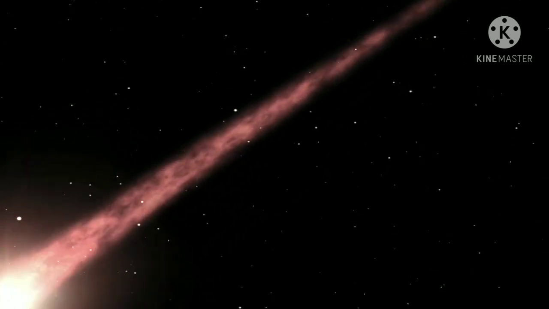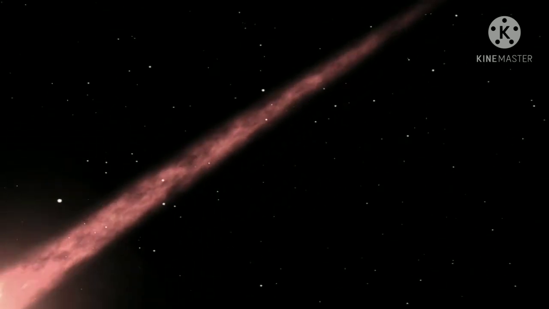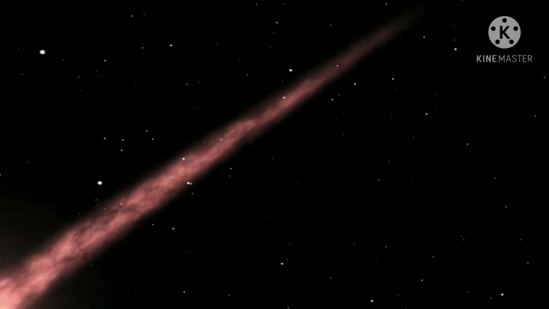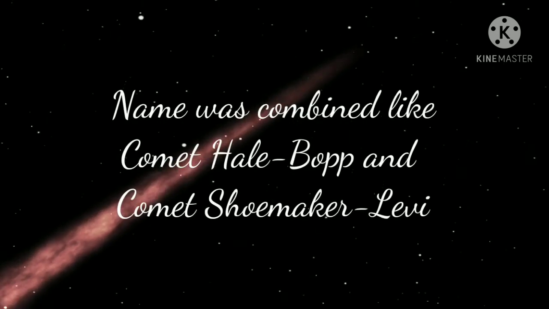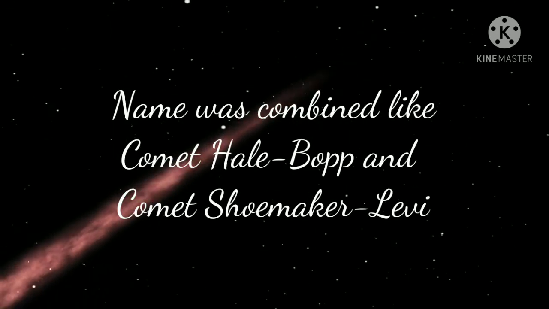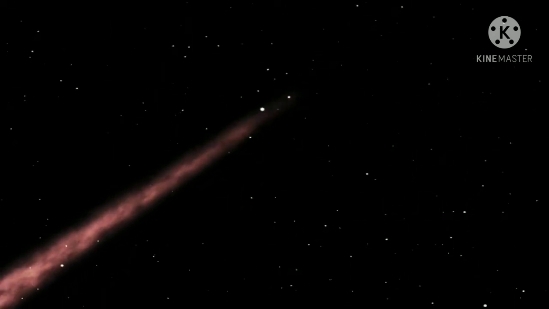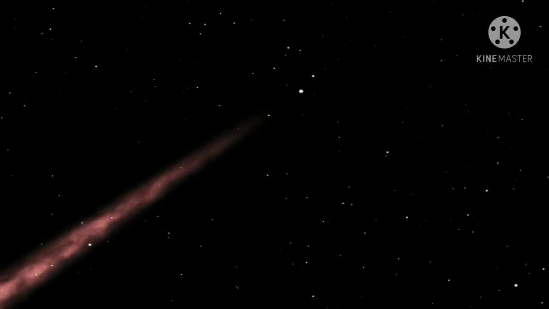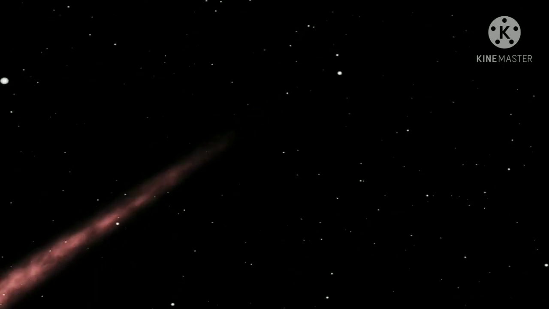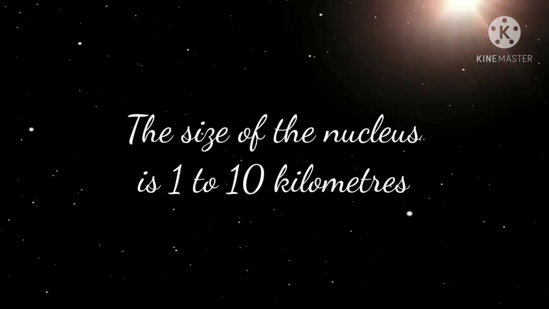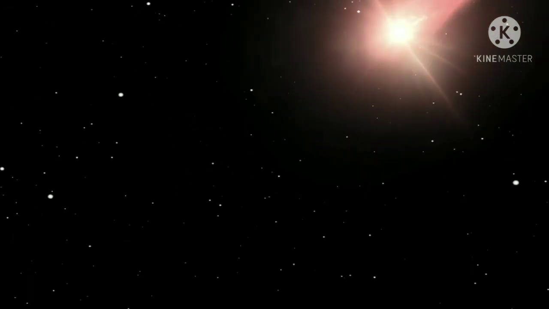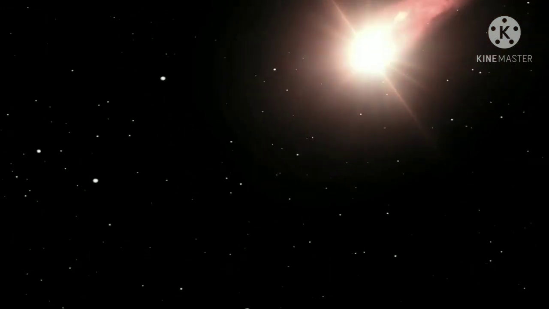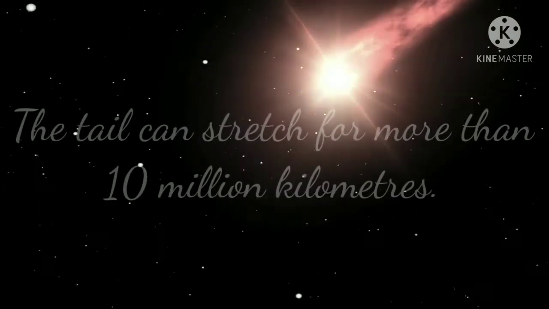Sometimes more than one person reports discovering a new comet at the same time. In this case, the name of the comet is combined, like Comet Hale-Bopp and Comet Shoemaker-Levy. What is the size of a comet? The nucleus of the comet is 1 to 10 kilometers, or 0.6 to 6 miles, across. The tail can stretch for more than 10 million kilometers.